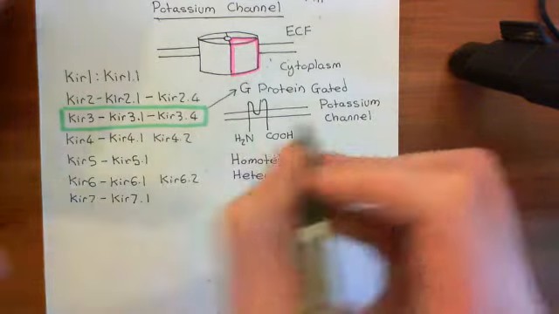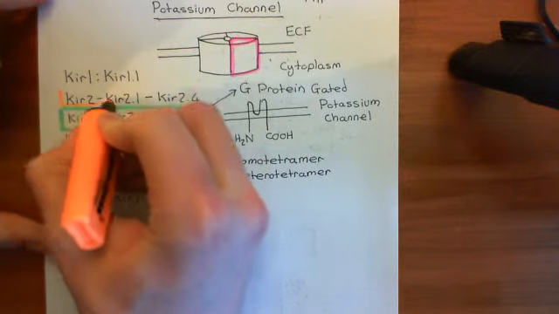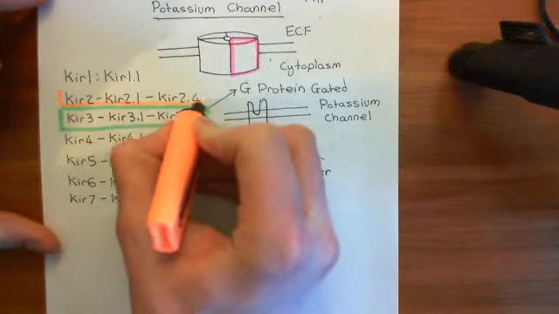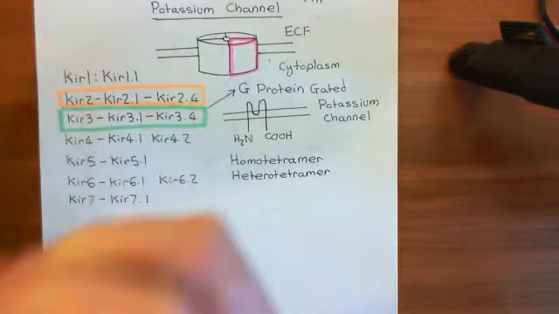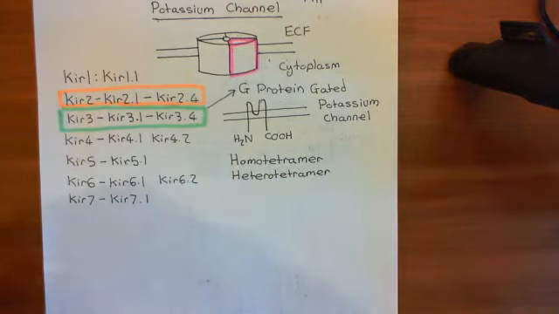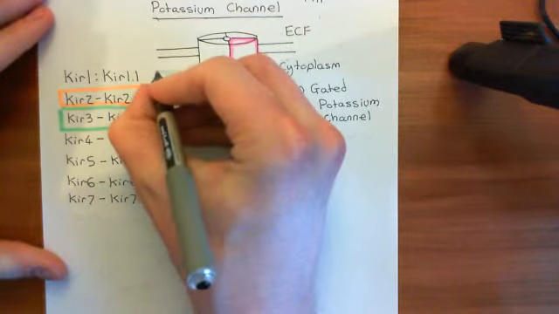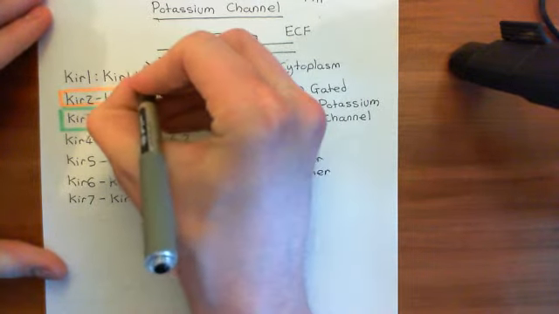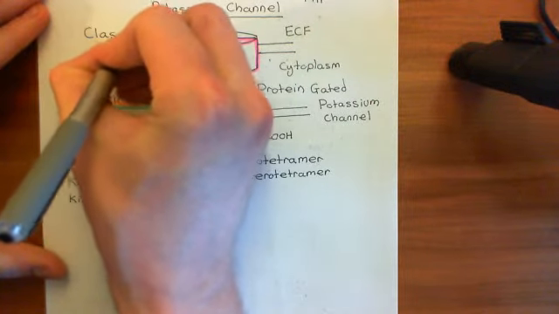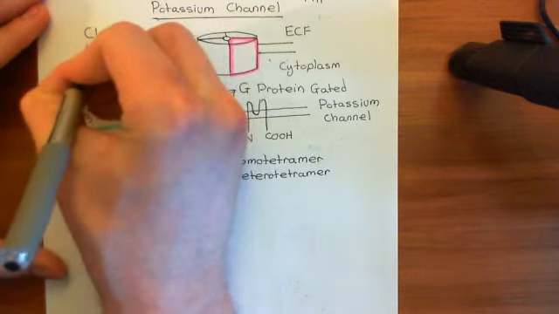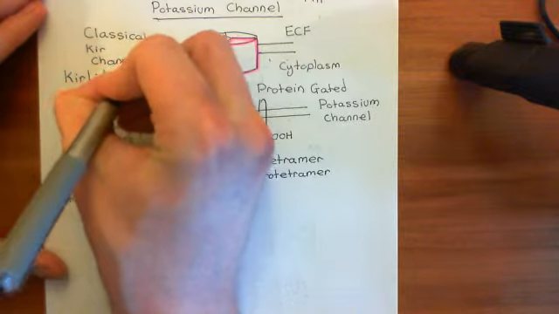If on the other hand you produce an inwardly rectifying potassium channel where the subunits are from the KIR2 family, then those inwardly rectifying potassium channels will be called classical inwardly rectifying potassium channels. So where should I write this? So these are the classical inwardly rectifying potassium channels. I'll just put KIR channels. So classical inwardly rectifying potassium channels.